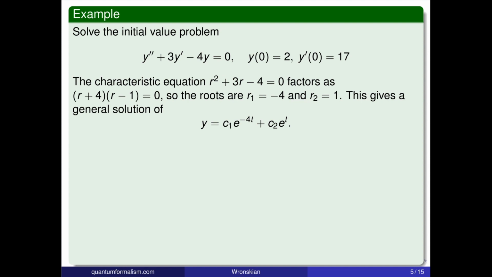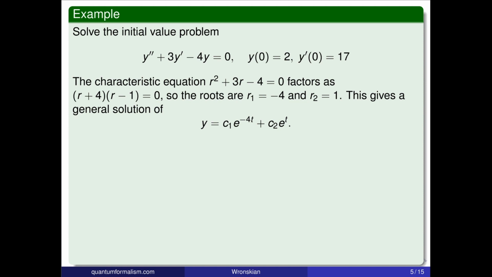So let's try to solve this initial value problem, y'' + 3y' - 4y = 0. And again, since it's second order, we need these two initial conditions, y(0) = 2 and y'(0) = 17. All right, so the characteristic equation in this case is just r^2 + 3r - 4 = 0. And I picked a nice one that factors really nicely. We don't have to worry about using the quadratic formula or anything, right? This will just be (r + 4)(r - 1). All right, that's not too bad. So the roots are r1 = -4 and r2 = 1.